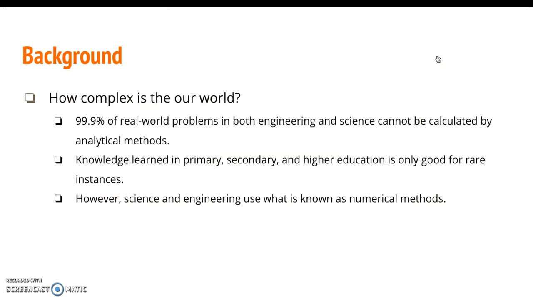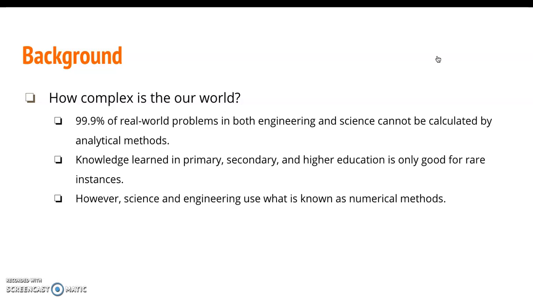So, a little bit of background about this chapter. It talks a lot about understanding how complex our world actually is. It said that about 99% of real-world problems in both engineering and science cannot be calculated by analytical methods. So you might have to ask yourself, what is an analytical method? And I get into that in just a moment or two.